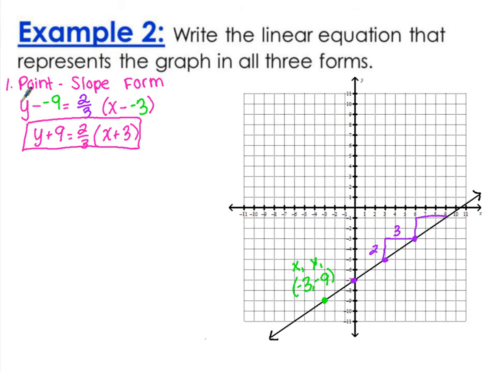Now we're going to go from that to slope-intercept. And that was the y equals mx plus b. And remember, we're starting from point slope and moving to slope-intercept. So if I was to do that, I have to try to get y by itself. So I'm just solving an equation.